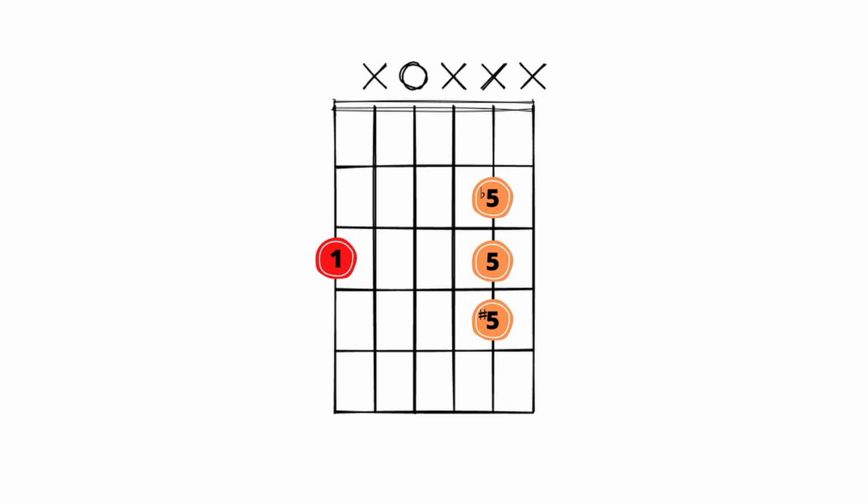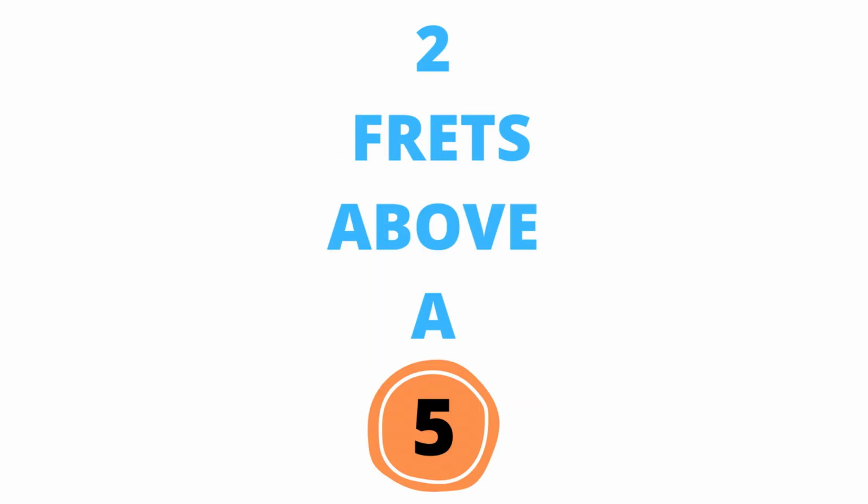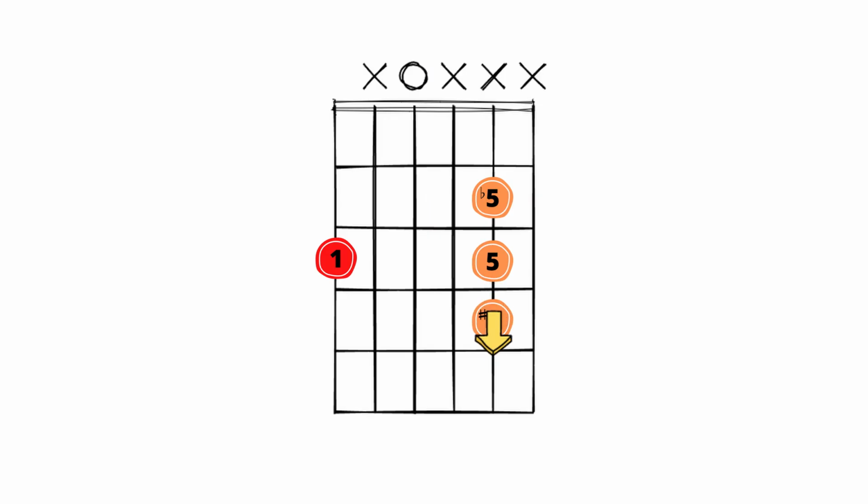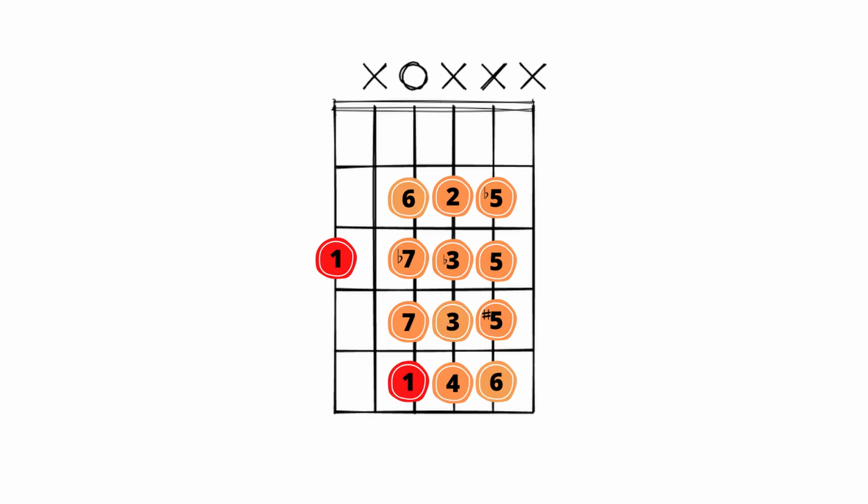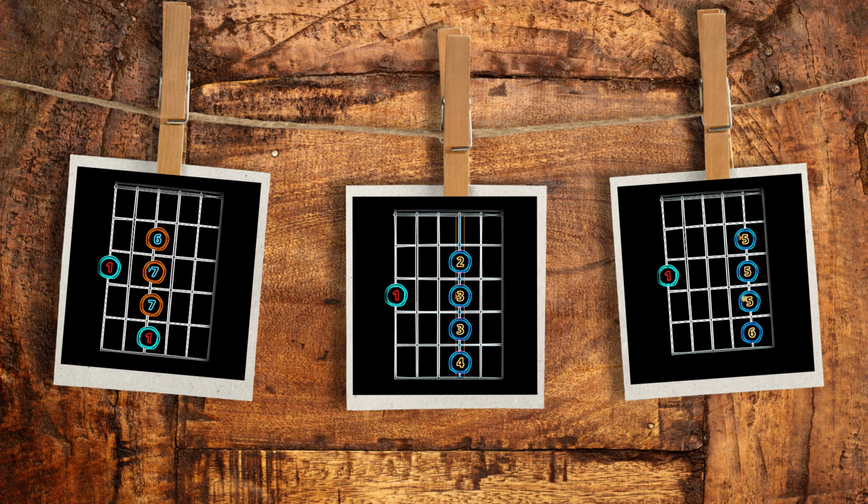You can also find the location of a 6th interval 2 frets above any 5th, so in this case that would be here on the 5th fret. So here are all the relevant intervals discussed so far on the D, G and B strings. Once again, take a good mental snapshot of all the intervals found on these 3 strings.